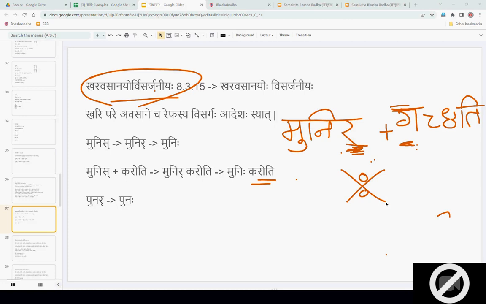So both of those conditions have to apply at the same time? The ga is kind of separated. I don't think you say munir gachati with a pause. No, there is no pause. It is just one word. Okay. Munir gachati, yes, got it.